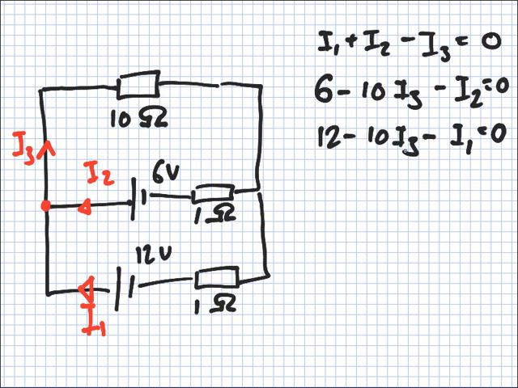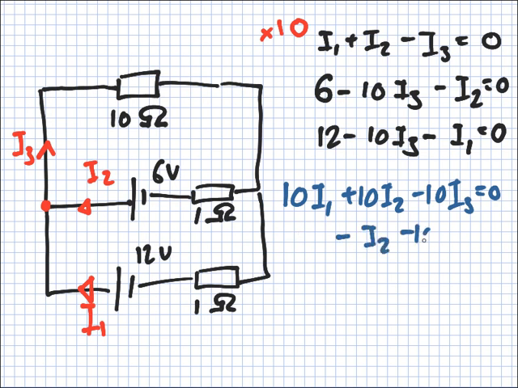Is that okay? Yeah? I'm going to multiply this by 10. So I'll put it in blue. These are my equations. 10I1 plus 10I2 minus 10I3 equals 0. Then the second one is minus I2 minus 10I3 equals minus 6. And then the last one is minus I1 minus 10I3 equals minus 12.